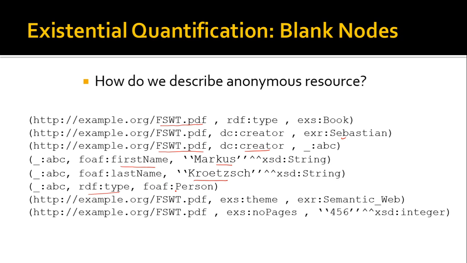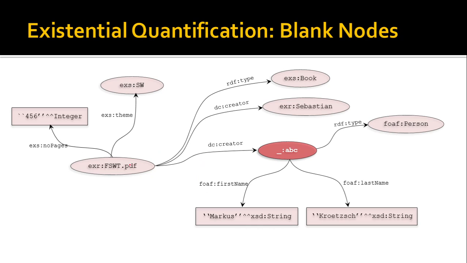You see that we are not explicitly saying what kind of resource is the value of the DC creator for this particular fswt.pdf, but instead we are mentioning some properties of the resource who is the creator of this FSWT document. So let us see how we model that in a graph, right? These are very easy to represent. Like FSWT has theme semantic web. It has number of pages 456. It is of type book, etc., etc.